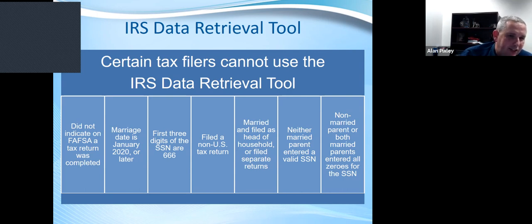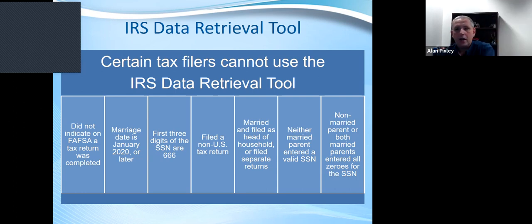If your marriage date is January of 2020 or later, it realizes, because you're using the 2019 tax year, that you wouldn't have been married at the time, and you have to use the income of both you and your spouse at the current time. So even though you weren't married for 2019, you're still required to use the income that you both had separately before you were married. Okay, so those are some reasons why. So it will ask you, do any of these reasons apply to you? And then if not, it will direct you to the IRS data retrieval tool if you so desire.